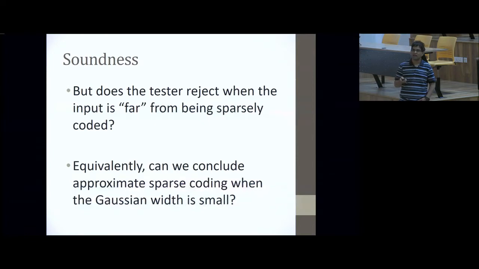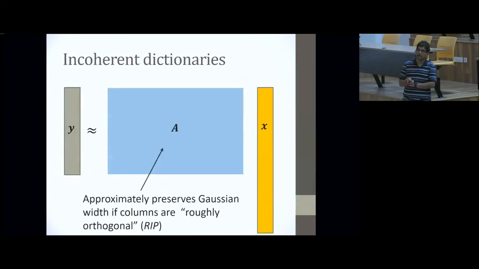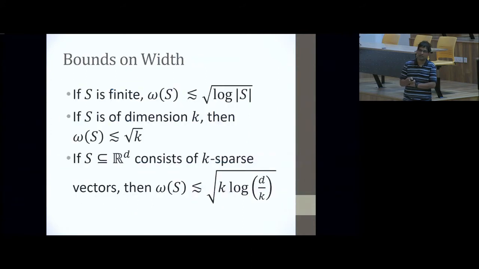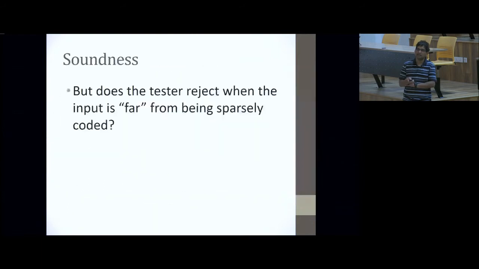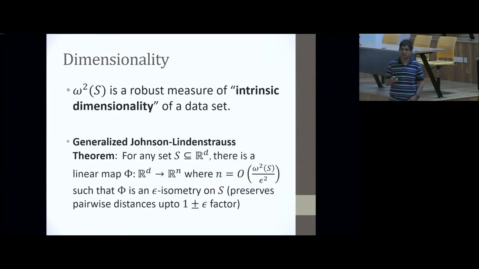Okay. All right. So let me just wrap up and give you a sketch of the analysis. The main point is that this Gaussian width is quite interesting: it acts as a robust measure of the intrinsic dimensionality of a data set. You saw that even earlier, where I said that if I have a subspace of dimension k, then its width is like square root k. So in many ways, the square of the Gaussian width is a measure of the intrinsic dimensionality of the data set. For example, there's this Johnson-Lindenstrauss theorem.